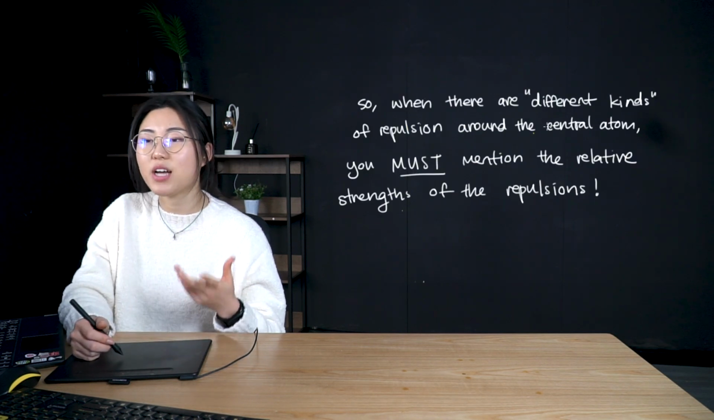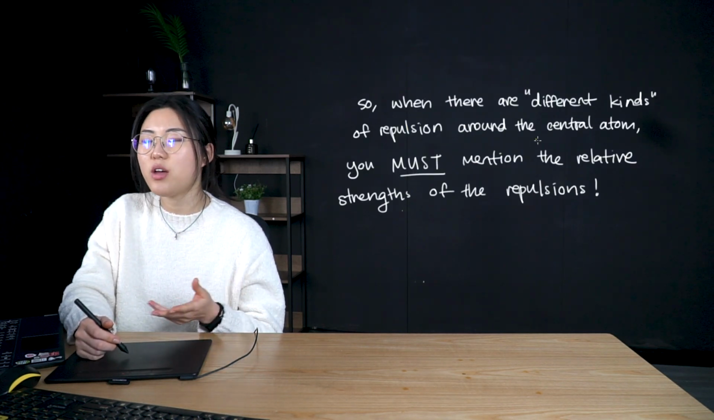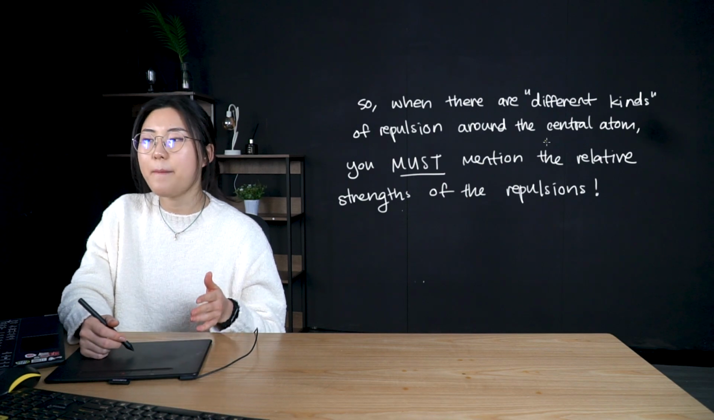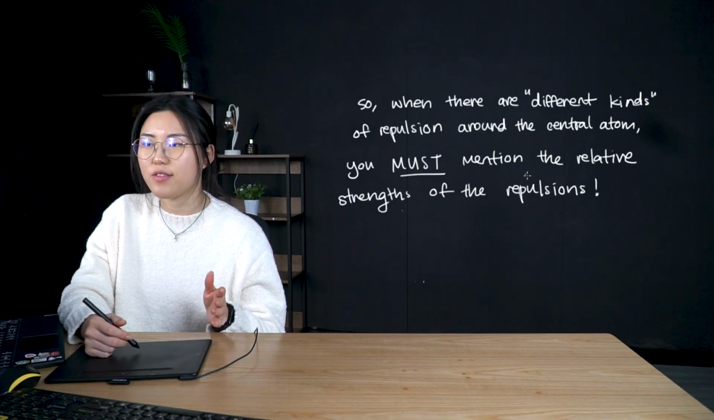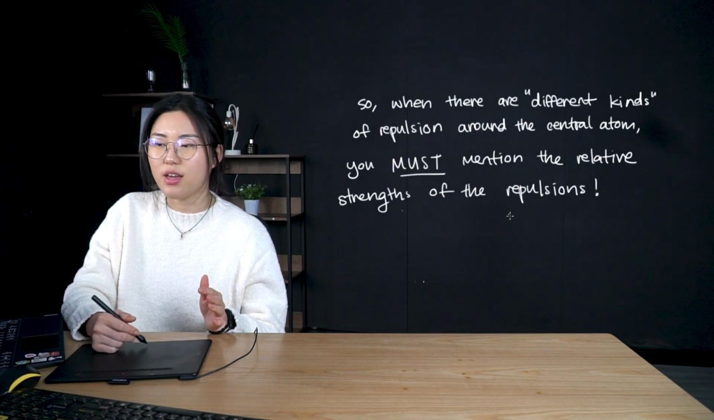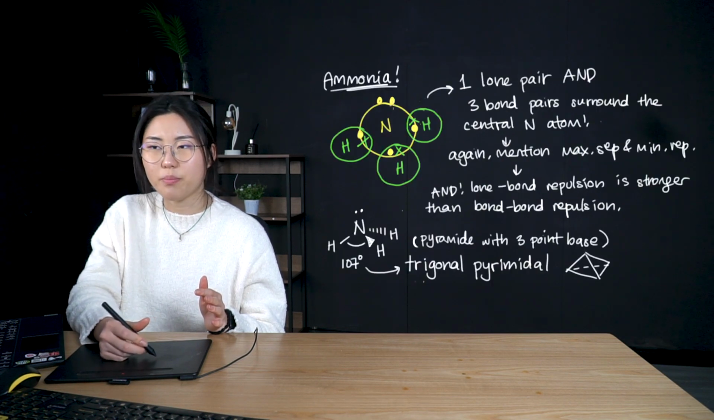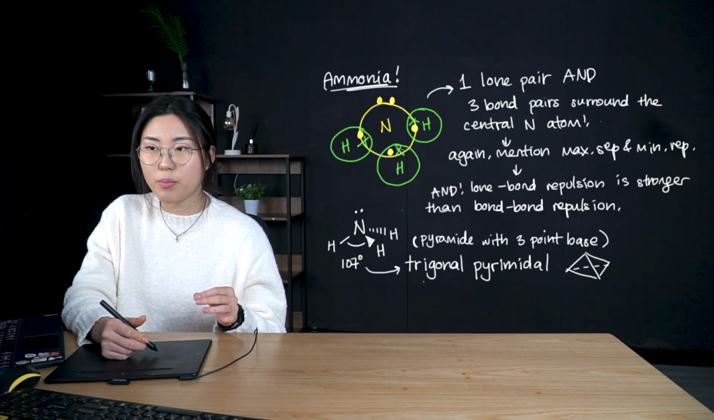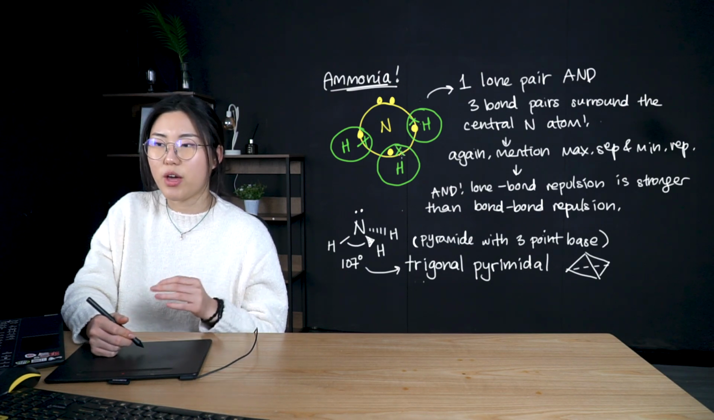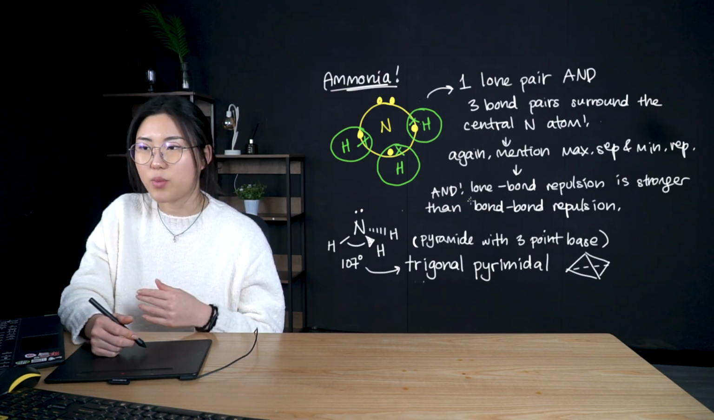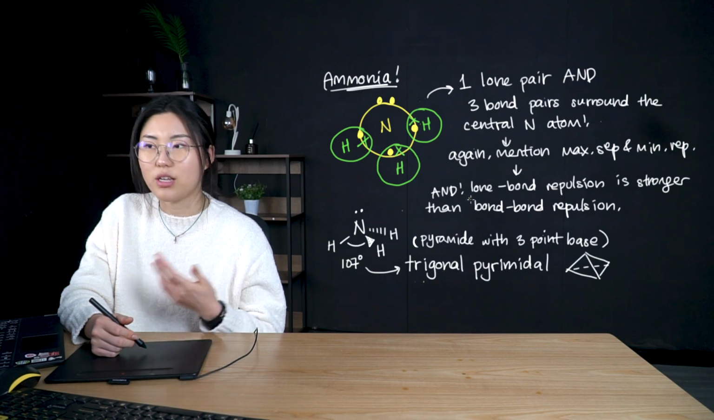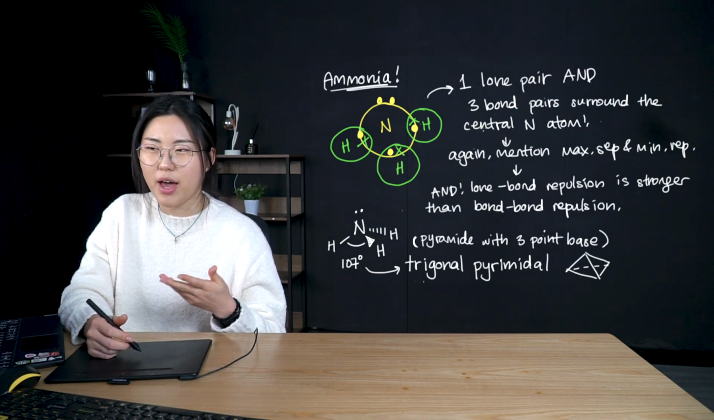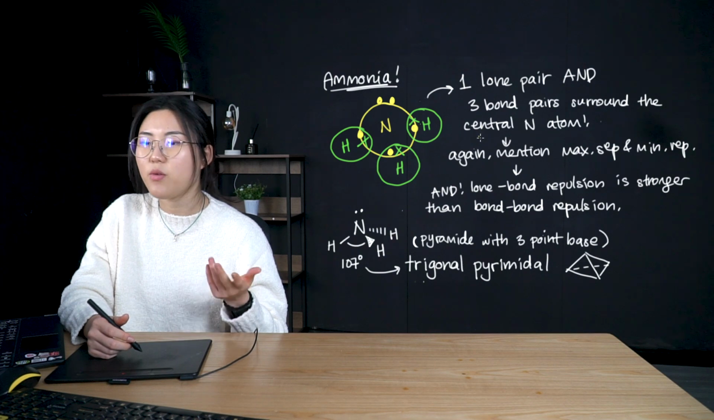So when there are different kinds of repulsion around the central atom, you must mention the relative strengths of the repulsions. Okay, so over here, as you can see, we have lone pair and the bond pair. Their strength of repulsion is going to be different. That's why over here you have to mention something else as well, in addition to how many lone pairs and bond pairs we have, and maximum separation and minimum repulsion.